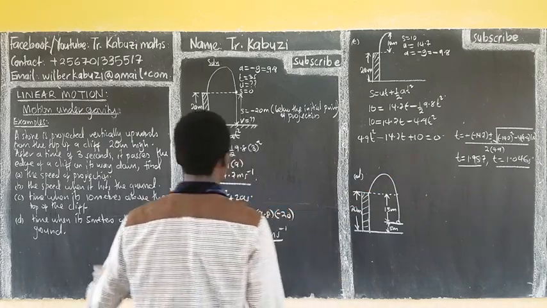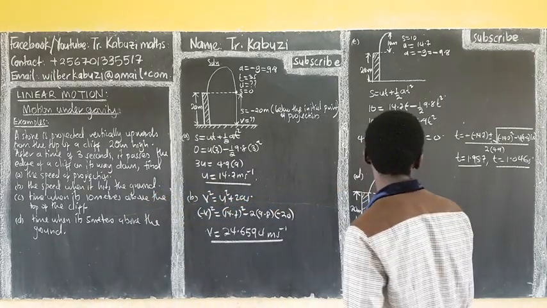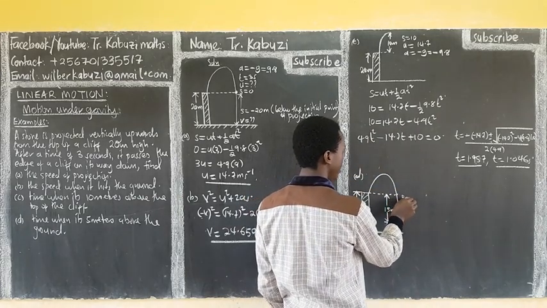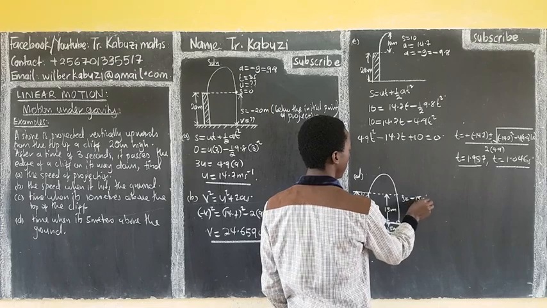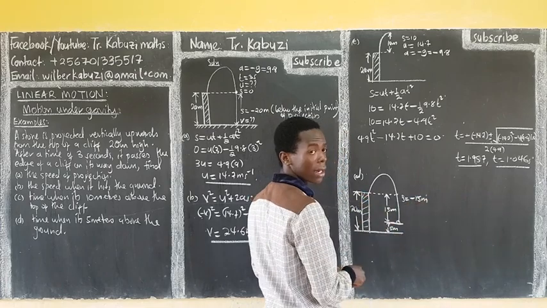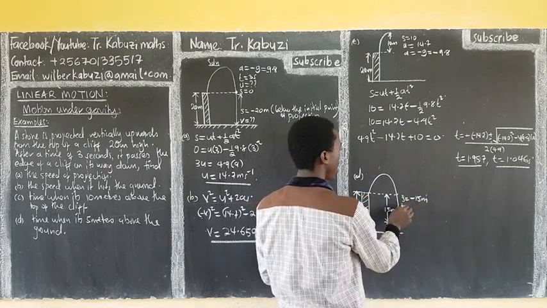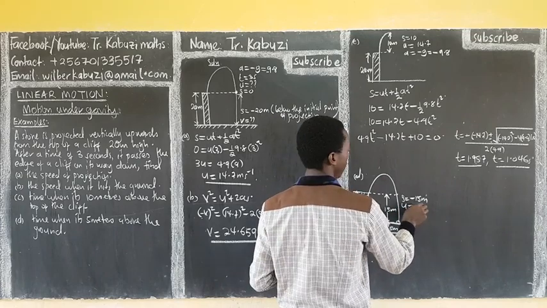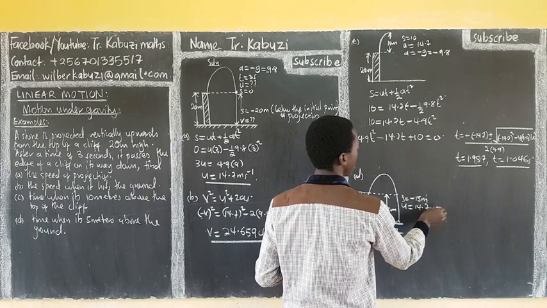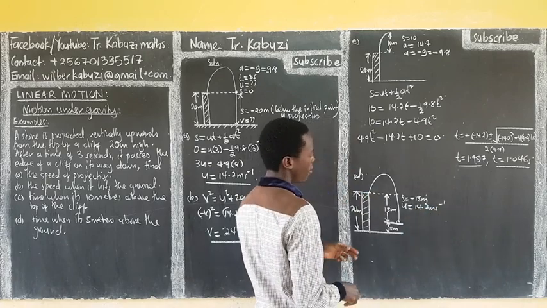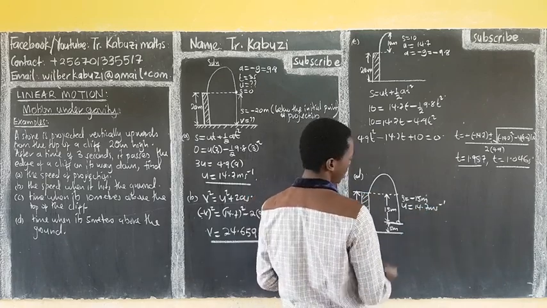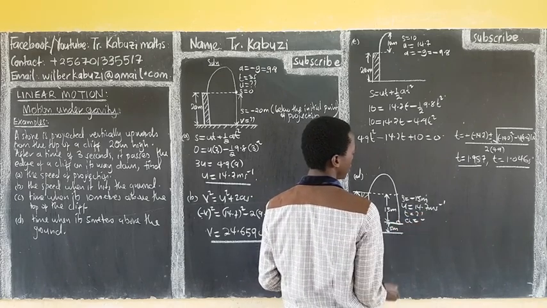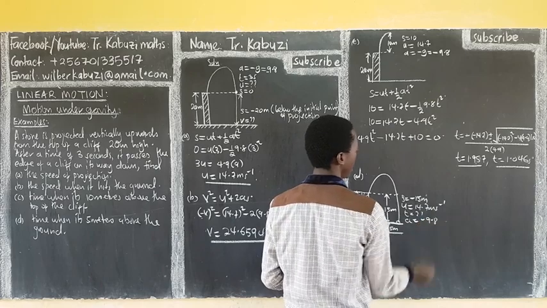So if they want us to get the time, at this point we have our S as negative 15 meters. Why? Because it's below the point of projection. Our U, the initial speed, is going to remain 14.7 meters per second. Then what else do we need? We need the time, which is what we are looking for. Then our acceleration due to gravity is going to be 9.8.